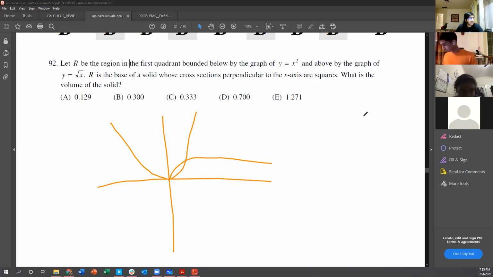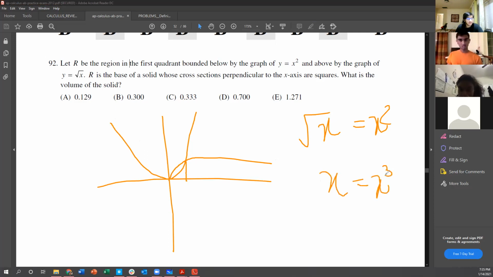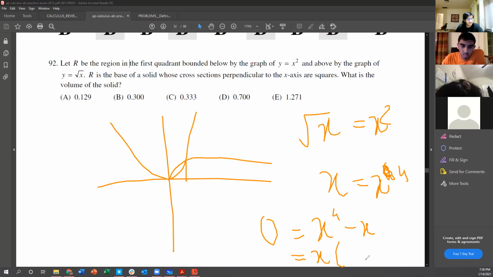Where does square root x equal x squared? So we need to figure out this point of intersection. That's our first point of business. So let's see. That means x equals x cubed, right? Nope. Hold on. X squared squared, that's x to the fourth. I'm sorry, x equals x to the fourth. That means 0 equals x to the 4 minus x, which means this is x times x cubed minus 1, which means our zeros are at 0 and at 1. So 0 and 1. Okay. So this region right here.